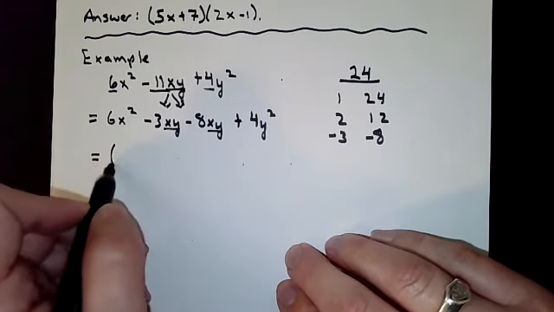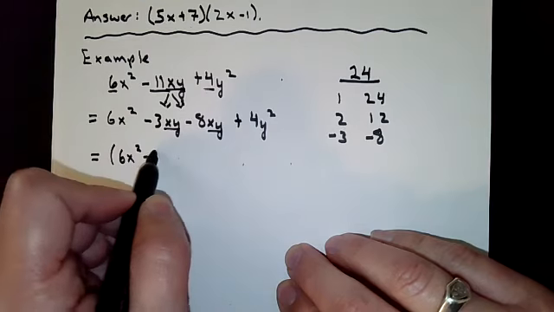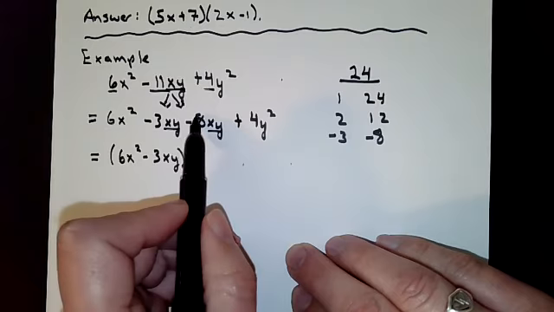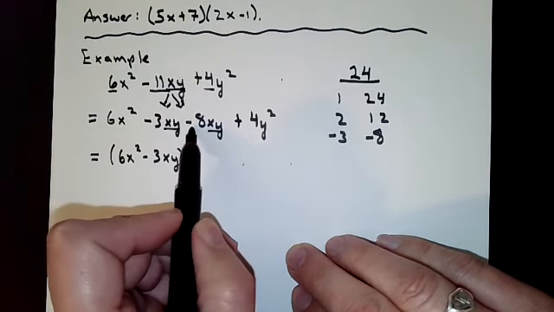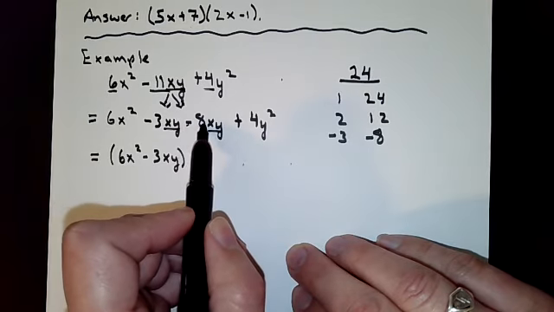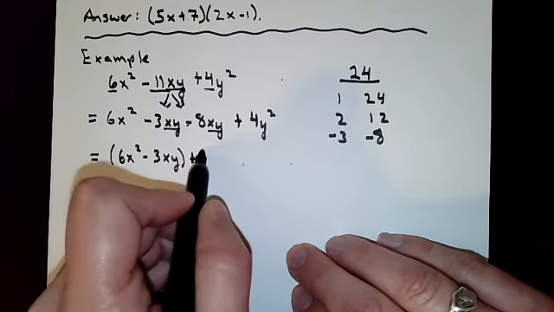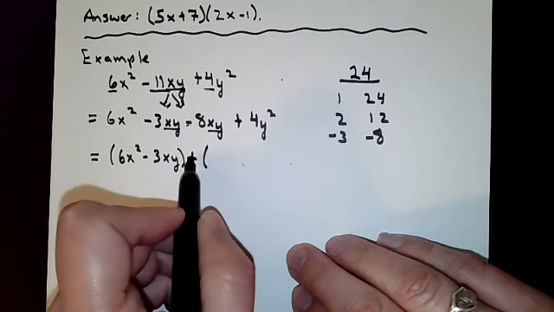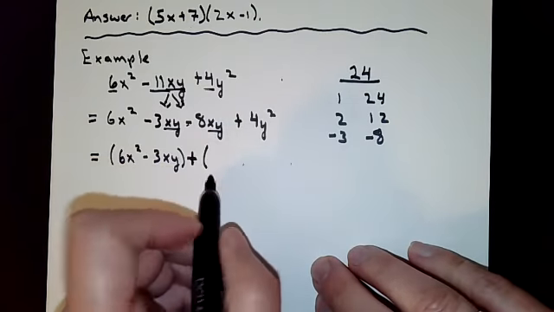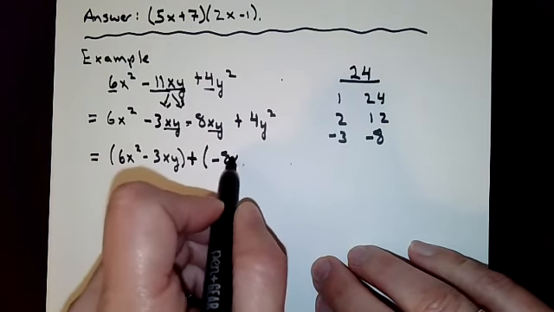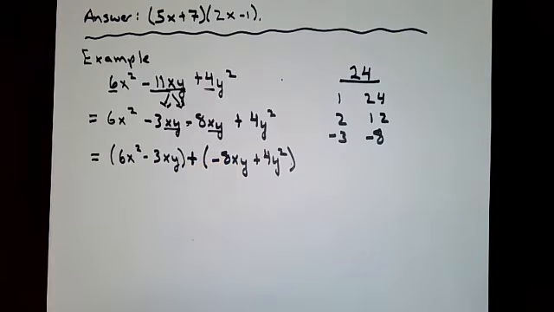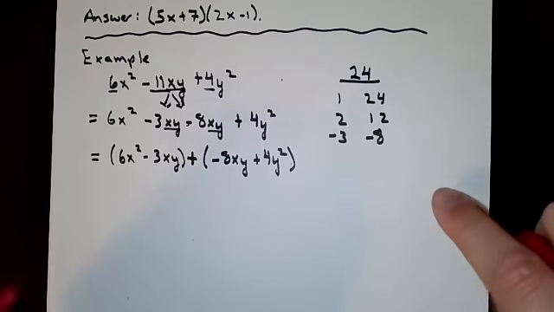So we're going to group 6x squared minus 3xy. Now remember, this is from the previous video on factoring by grouping. This next term is negative. The negative needs to stay with the 8. When we put things into groups for factoring by grouping, there's always a plus sign in between the two groups. The negative goes with the 8. So negative 8xy plus 4y squared. Just as a reminder.